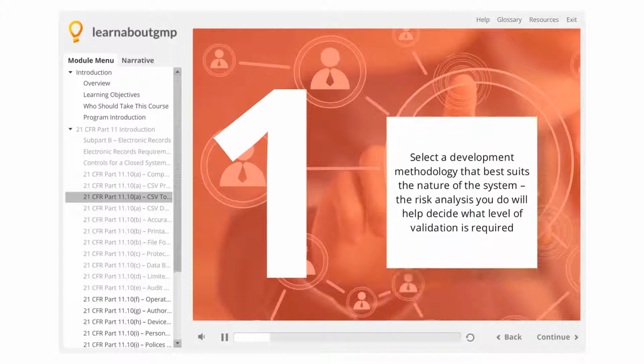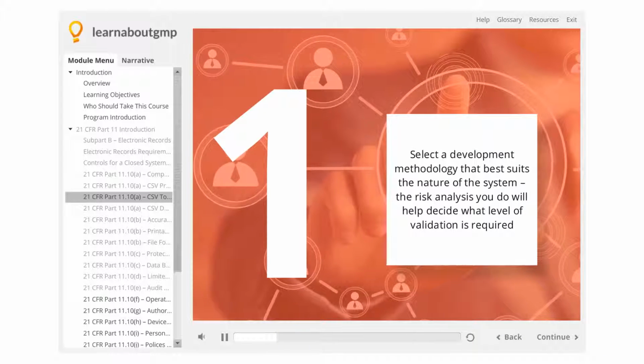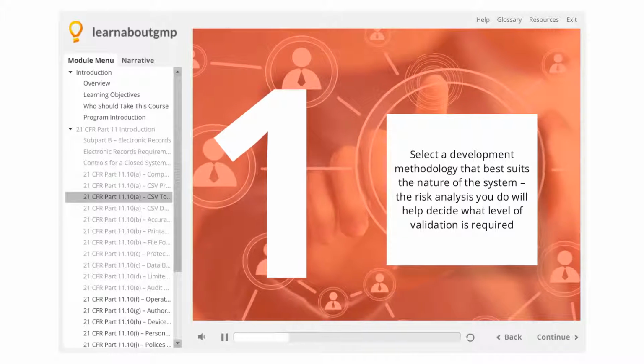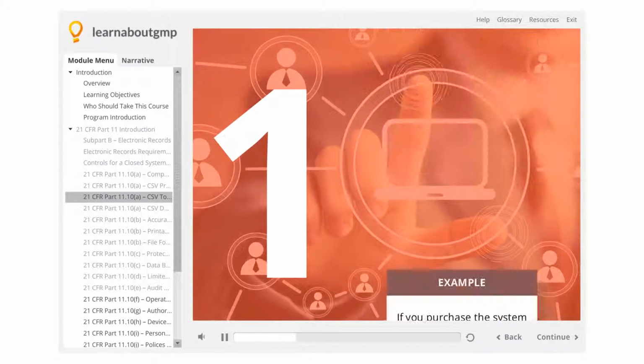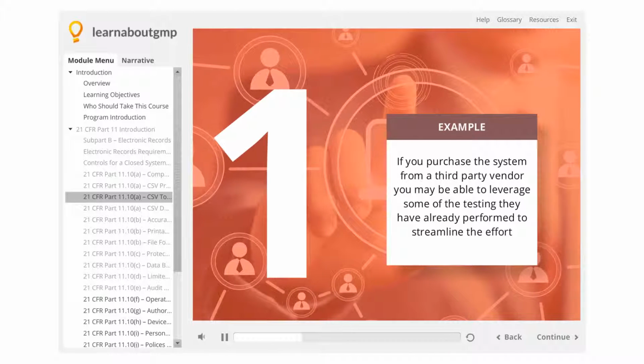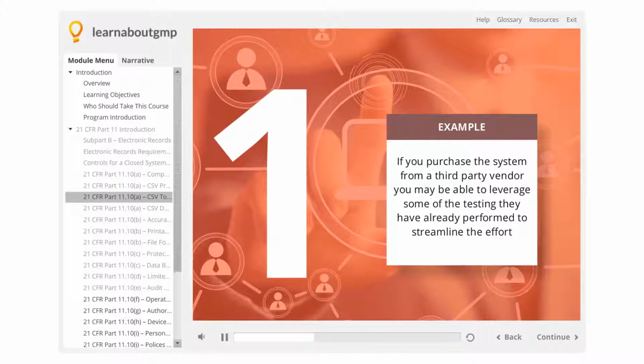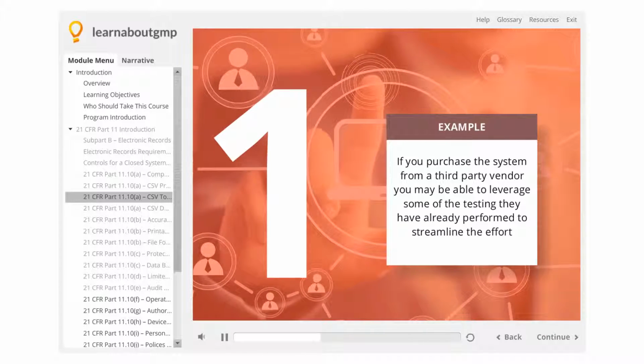1. Select a development methodology that best suits the nature of the system. The risk analysis you do will help decide what level of validation is required. For example, if you purchase the system from a third-party vendor, you may be able to leverage some of the testing they've already performed to streamline the effort.